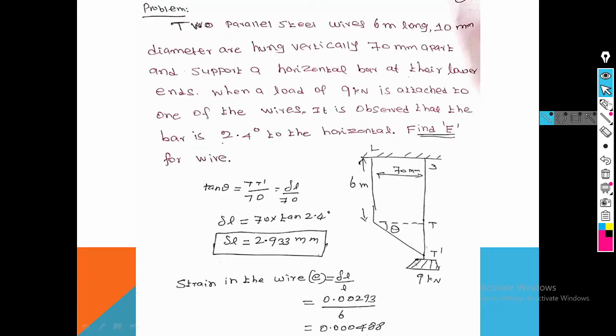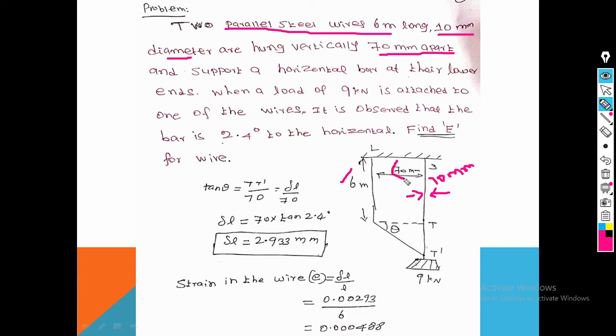This is the problem. Two parallel steel wires, 6 meters long and 10 mm in diameter, are 70 mm apart and support a horizontal bar at their lower ends. A load of 9 kilonewton is attached to the wires.